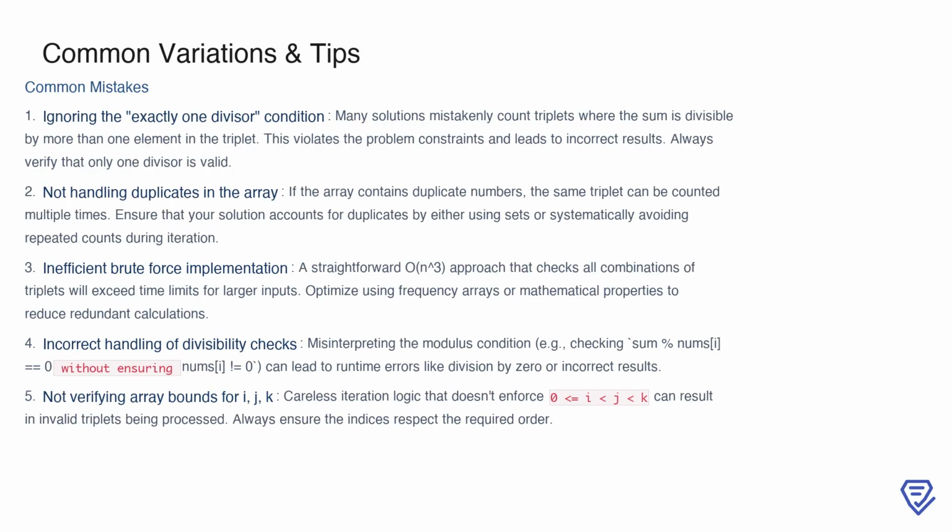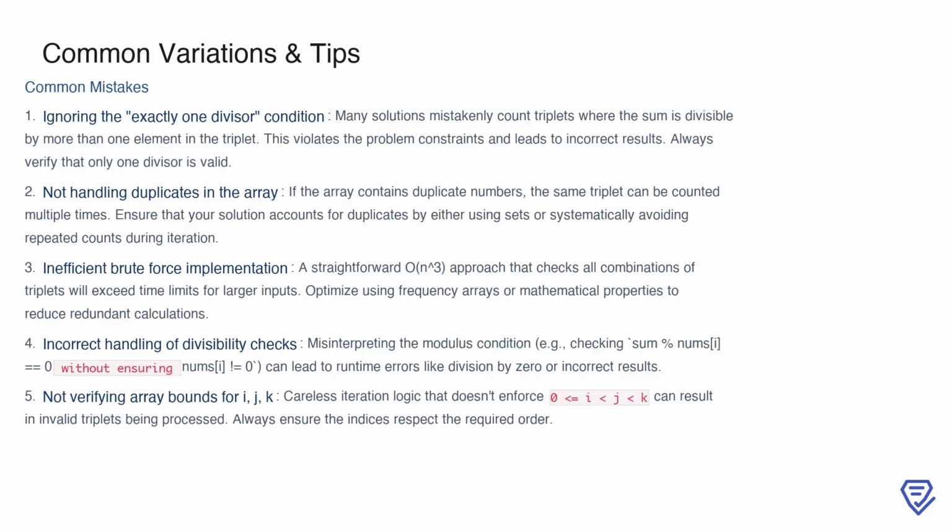When solving this problem, there are a few common mistakes to watch out for. First, it's crucial to remember the condition that the sum of the triplet must be divisible by exactly one element. If you accidentally include cases where the sum is divisible by more than one element, it violates the constraints and leads to incorrect results. Next, handling duplicates in the array is another frequent issue. If the array has duplicate numbers, you might accidentally count the same triplet multiple times, inflating your results.